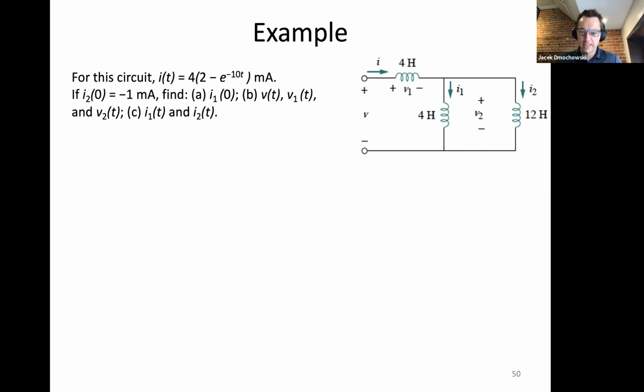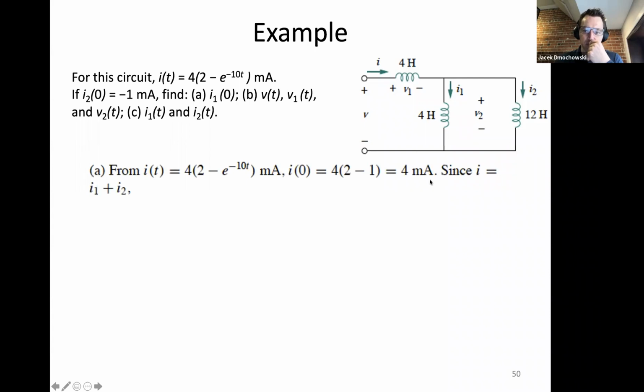Right, we know that I0 is equal to 4. Right, and so what is I1 at time 0 then? If I0 is 4 and I2 at 0 is -1, what is I1, right? Christian, you already answered it, so I'll just say the answer is 5 milliamps.